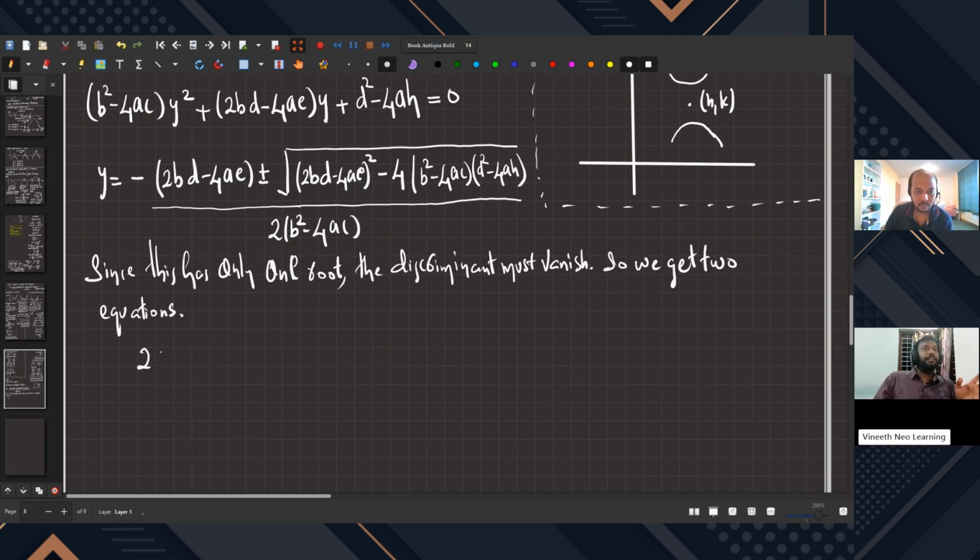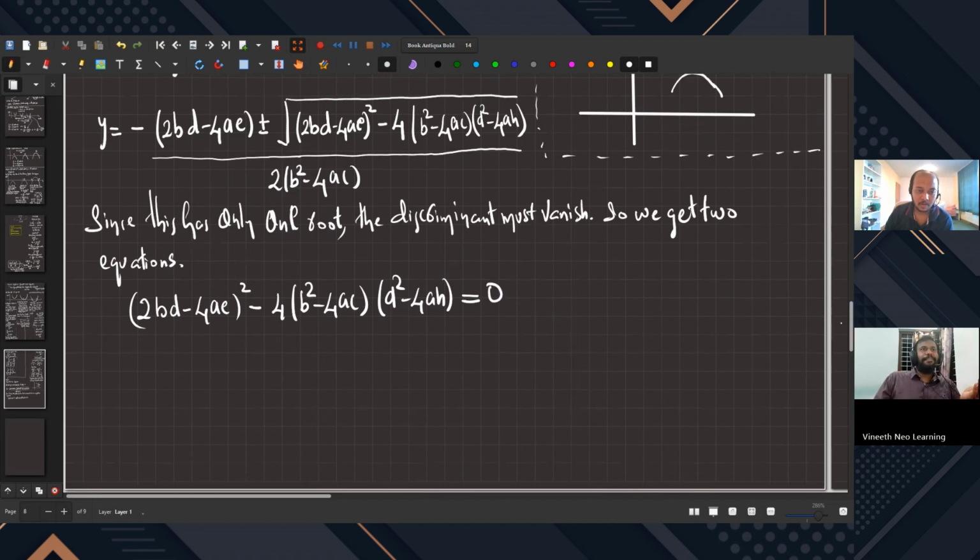the discriminant equals 0: (2bd minus 4ae) squared minus 4 times (b squared minus 4ac) times (d squared minus 4ah) equals 0. Yes, this is an equation. If the discriminant must vanish, it means we will be left with only one y. The vanishing of the discriminant is an equation. Let me name it equation 1.